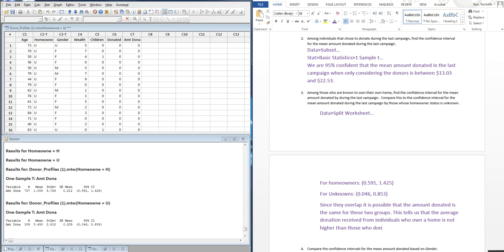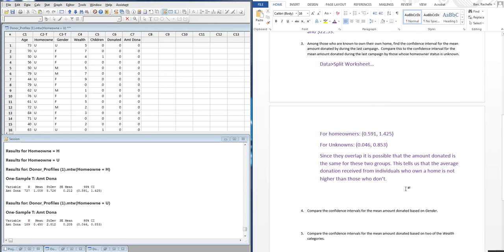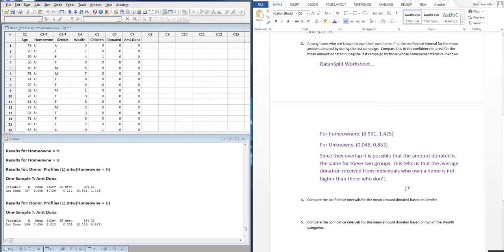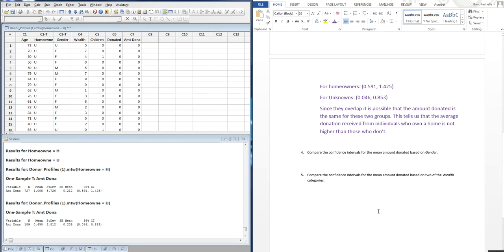So if you want to think about it as who's a contributing factor to cause people to have greater donations, homeownership seems to be doing nothing. Homeownership appears to be telling nothing about what's going on in this campaign. That's unfortunate. Let's look at gender.